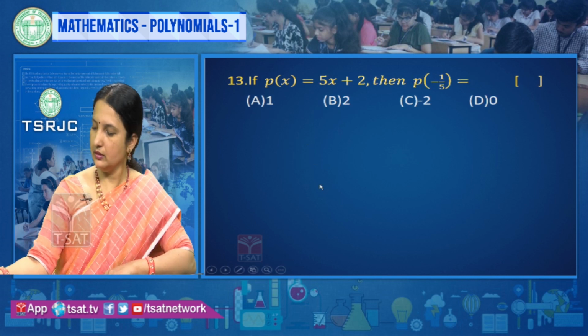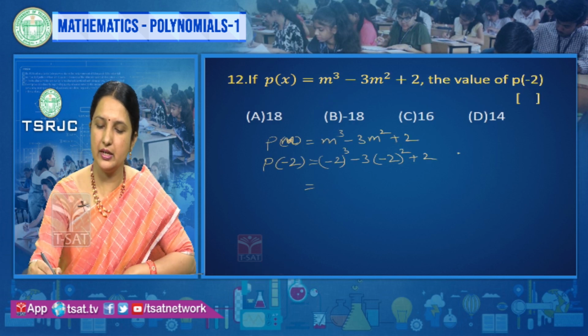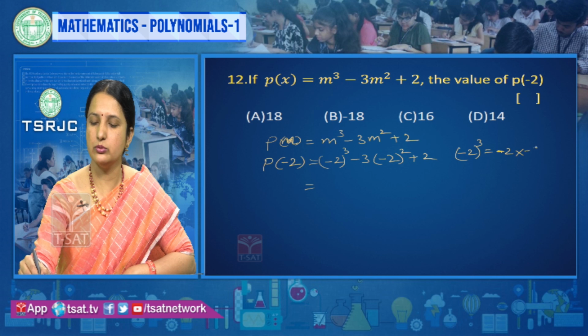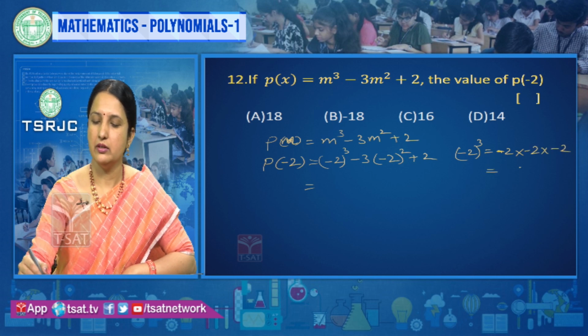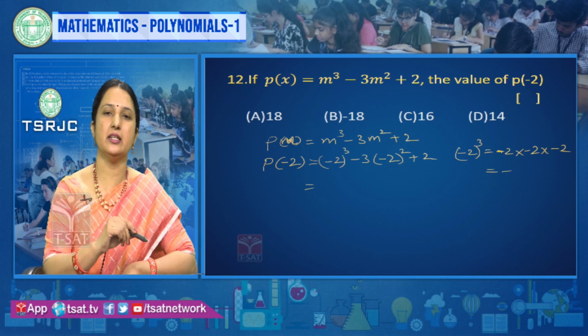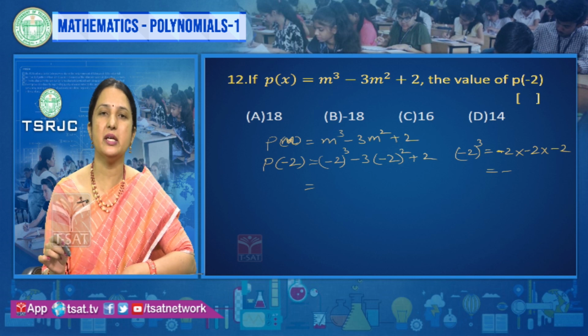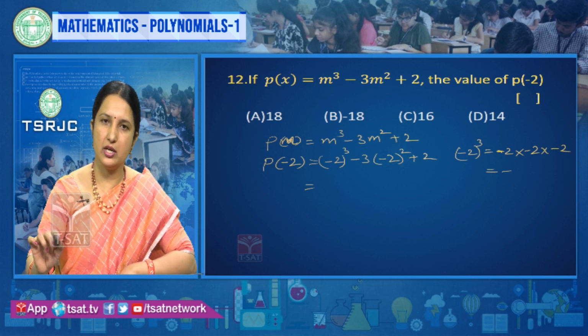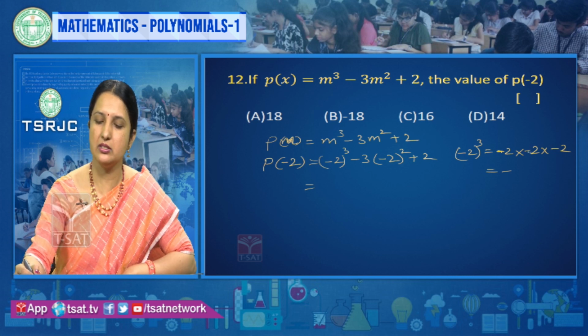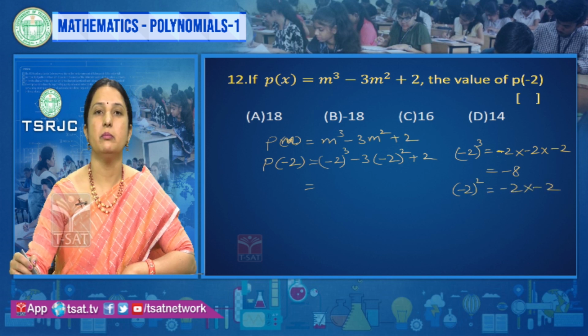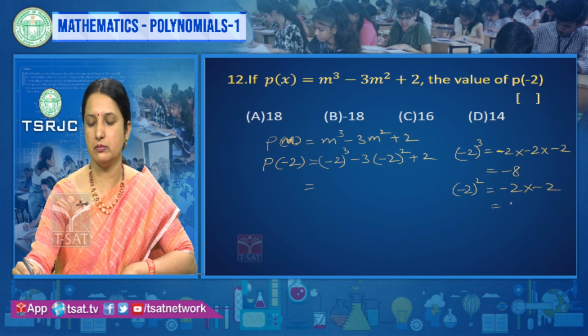See here. When minus is there, minus 2 cube, most of the children will make a mistake here: minus 2 into minus 2 into minus 2. If an odd power is there, we will get minus only. If an odd power is there, we should write directly minus. If an even power is there, we should write directly plus. So once we observe, minus into minus is plus, plus into minus is minus. 2 2s are 4, 4 2s are 8. And the next, minus 2 whole square, that means minus 2 into minus 2. Minus into minus is plus, 2 2s are 4. Plus 4 you will get.